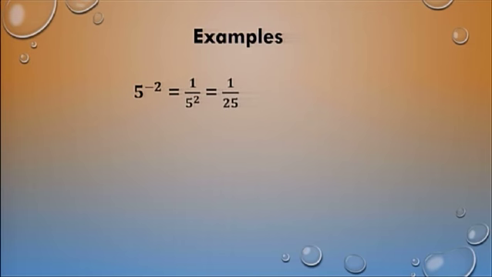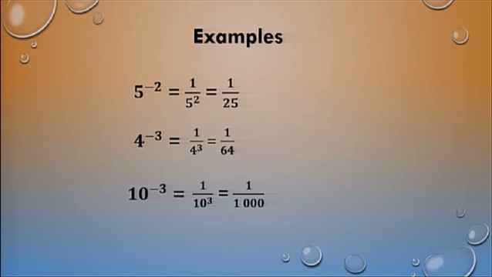Let's have a look at some more examples. 5 power minus 2 is equal to 1 over 5 power 2, equal to 1 over 25. 4 power minus 3 is 1 over 4 power 3, equal to 1 over 64. 10 power minus 3 is 1 over 10 power 3, equal to 1 over 1000.